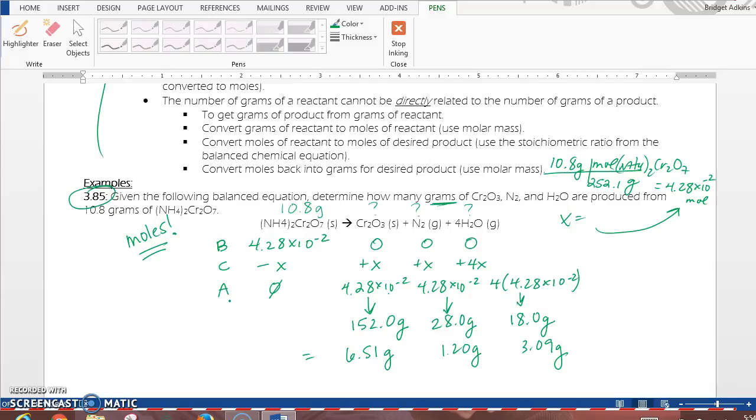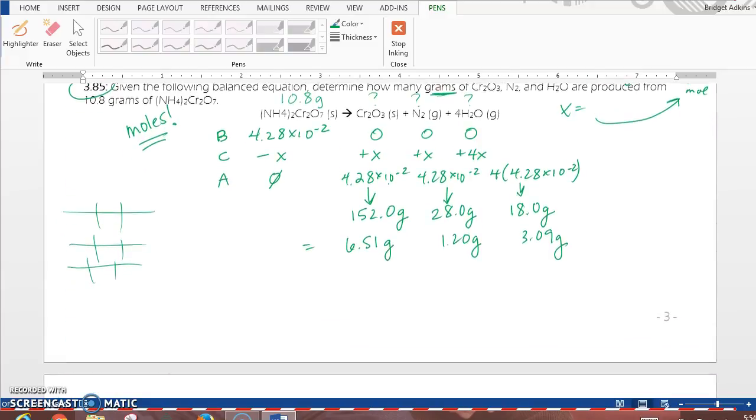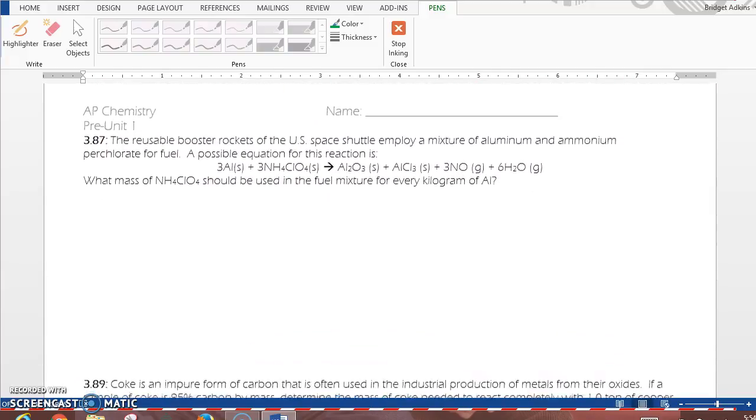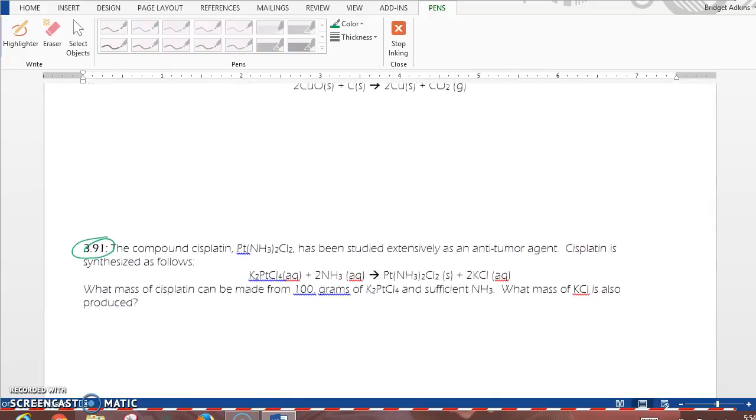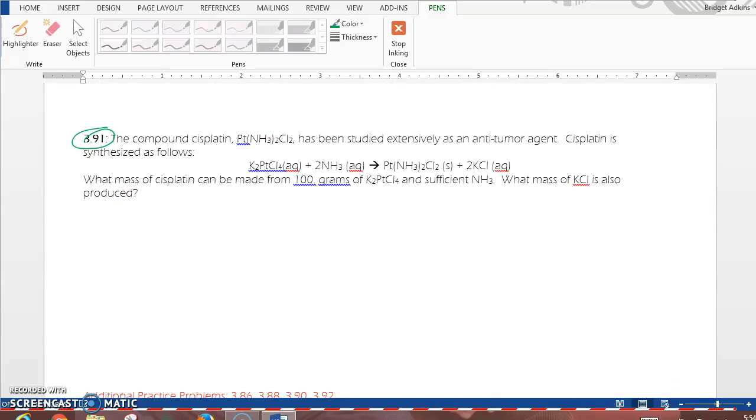So again, I like the BCA table. If you don't like using a BCA table, you could certainly set up 3 different bridges, but I think inevitably it does end up taking you more time doing it that way. So hopefully you like the BCA table and it's a good way for you to work out problems. So we're going to skip 87 and 89 and jump down to this last one.